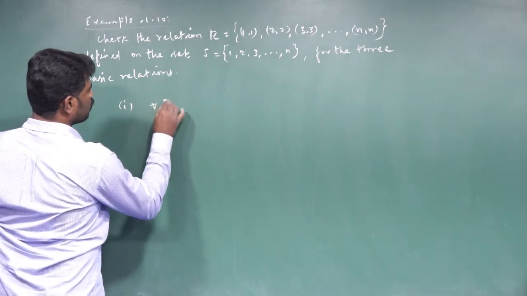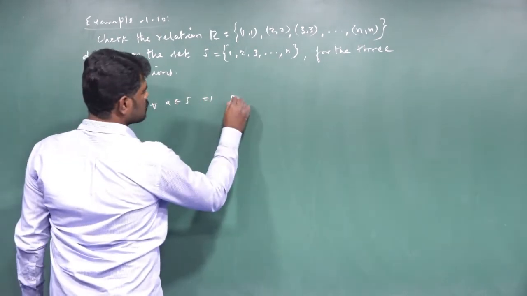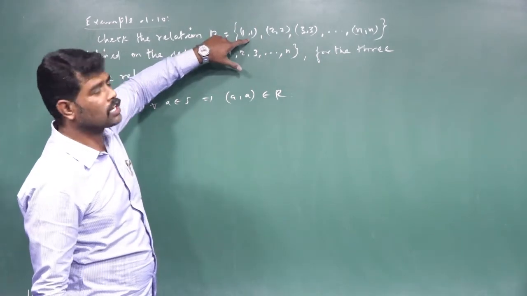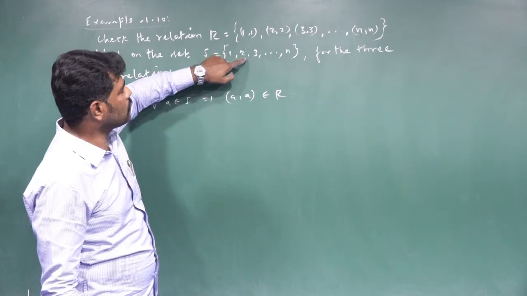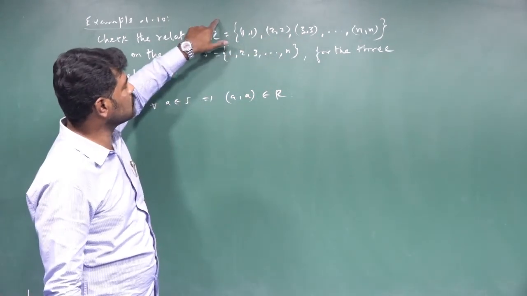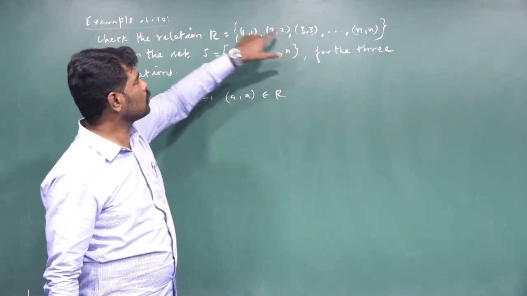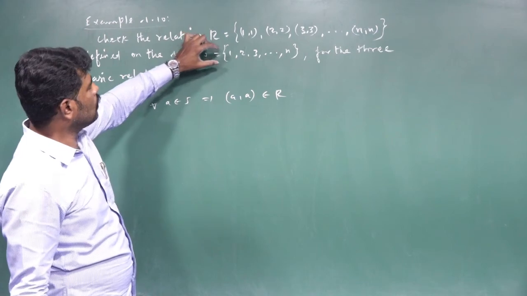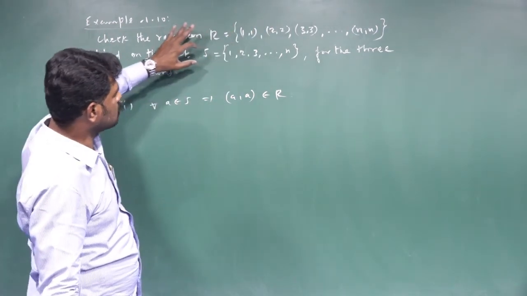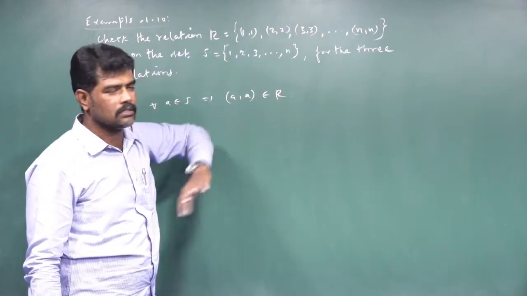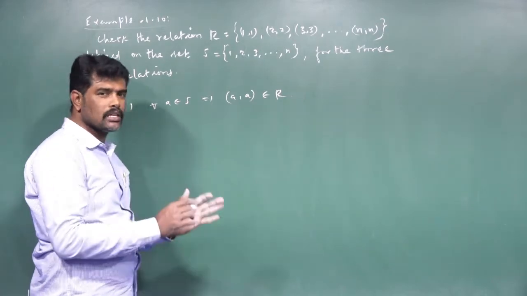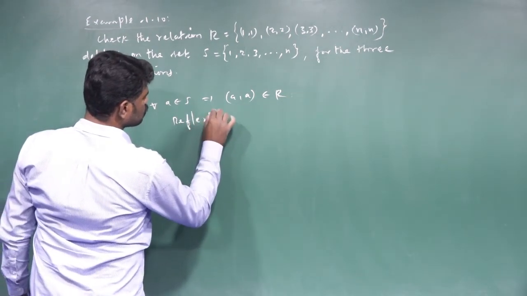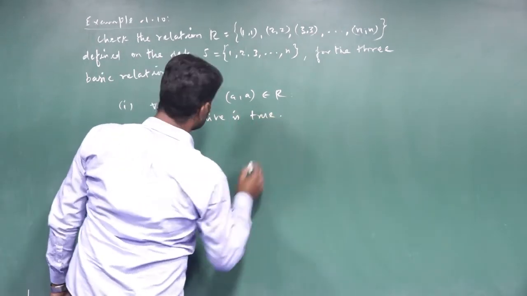First one: for every a belongs to S, which implies the pair (a,a) belongs to R. Because 1 is there in the set S, the pair (1,1) is there in this relation R. For the element 2 in the set S, the pair (2,2) belongs to the relation R. For the element 3, the pair (3,3) belongs to R. Likewise for the element n, the pair (n,n) exists in the relation R. So for all the elements in the set S, the relation R has (1,1), (2,2), (3,3), like this up to (n,n). So surely it is reflexive. Reflexive is true.